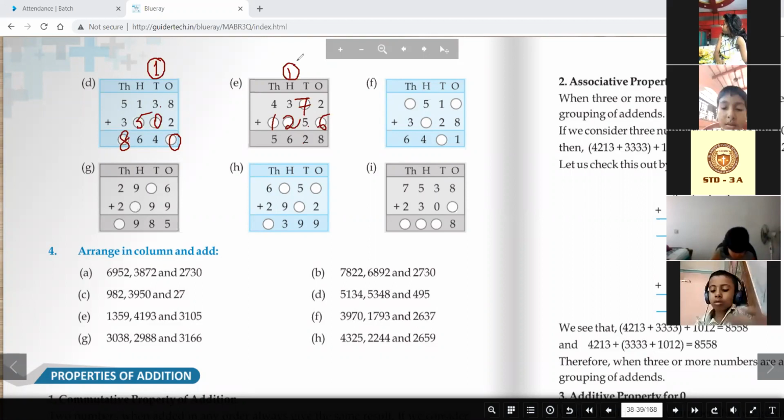So this is the sum. Exactly this sum you will write in your copy. And the F sum also I am showing.